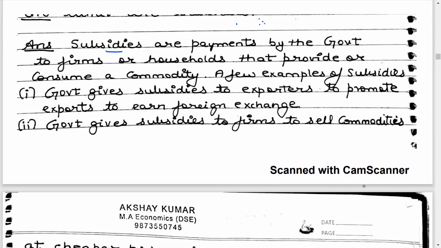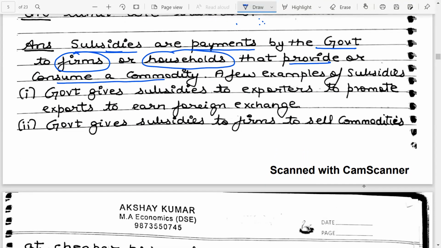Subsidies are the payments which are made by the government either to the firms or to the households that provide or consume a commodity. Taxes are paid by the households and the firms to the government. Subsidies are paid by the government to the firms or the households.